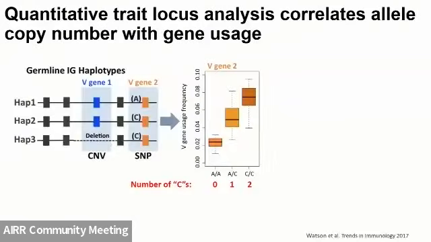This analysis lets us correlate the number of alternate alleles with gene usage. So, for example, in this example, the reference allele is A and the alternate allele is C. Individuals who have more of the C allele for this genetic variant end up using this VG more frequently in their antibody repertoire.